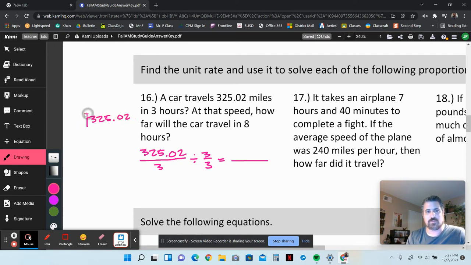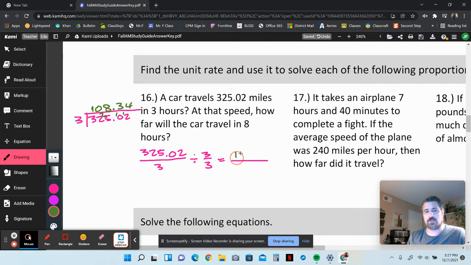325.02 divided by 3. 3 goes into 3 once, 3 goes into 2 zero times with 2 left over, 3 goes into 25 8 times, that's 24 with 1 left over, 3 goes into 10 3 times, and don't forget to bring your decimal up, that's 9 with 1 left over, and 3 goes into 12 4 times. So 325.02 divided by 3 is going to be 108.34, and I just used shorthand division right here.